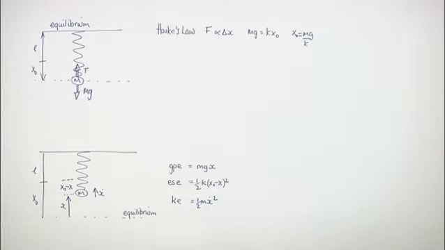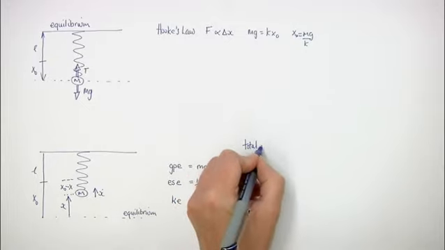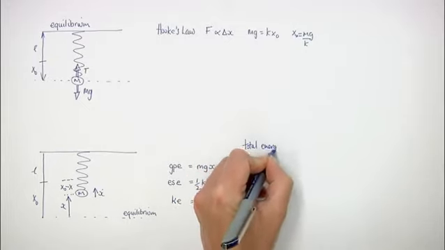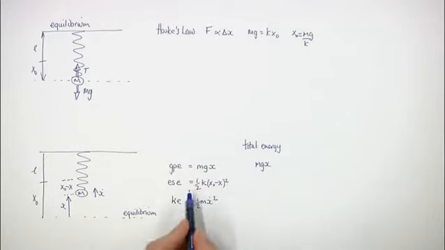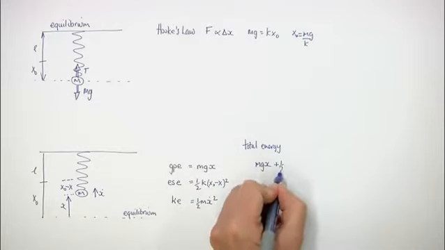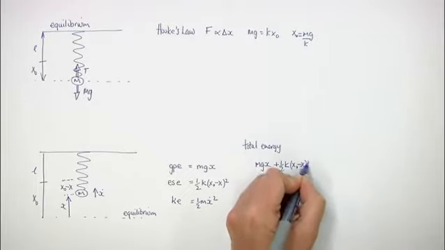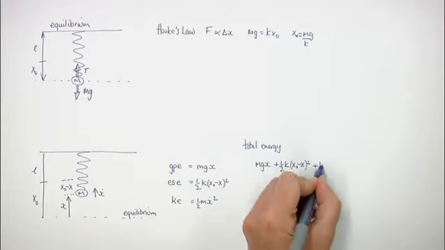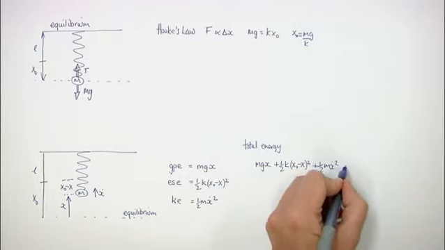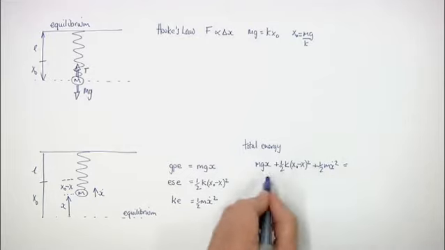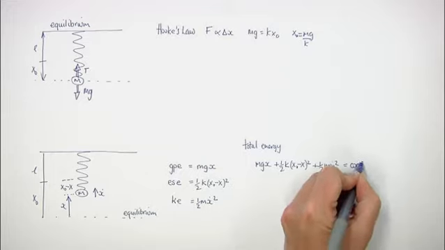So let's combine these to get the total energy. The total energy is given by mgx plus a half k (x0 minus x) all squared plus a half m x dot squared, and because energy is conserved, these terms add up to a constant.